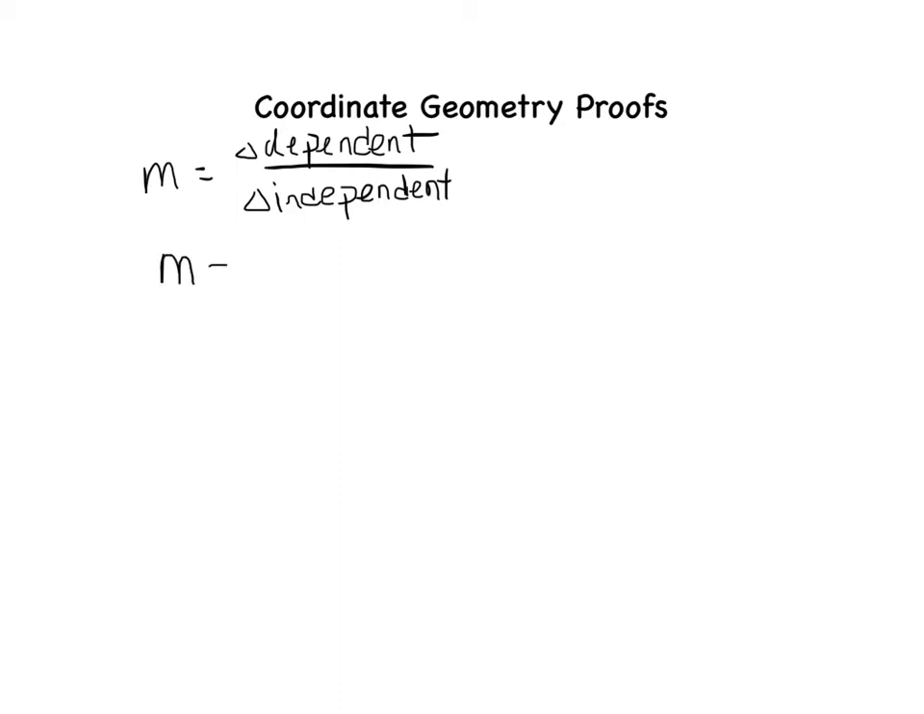We already know that slope, which we represent with m, is equal to the change in the dependent variable over the change in the independent variable. Now, most commonly, such as in this unit, when we're talking about slope, we're talking about the change in y over the change in x.